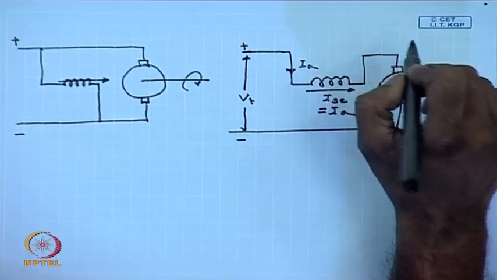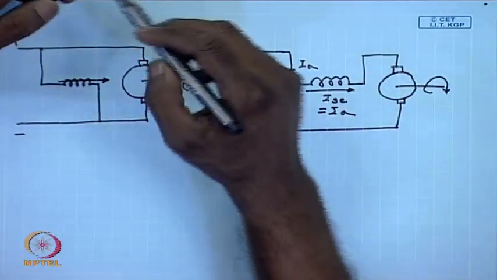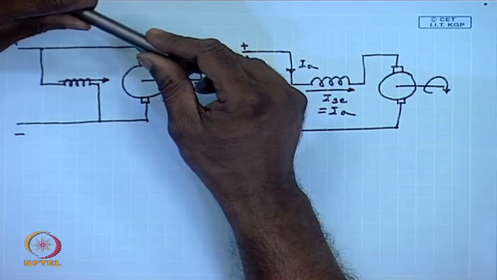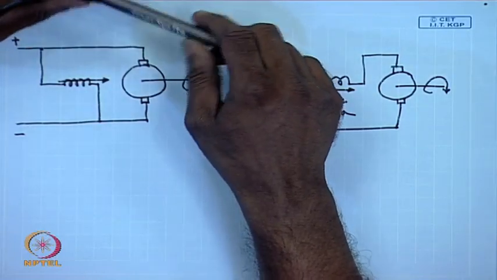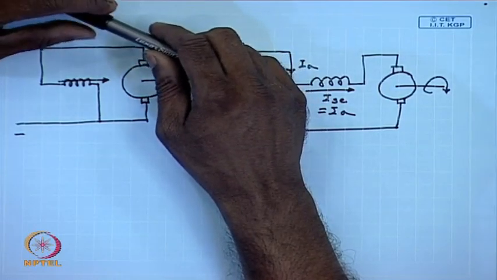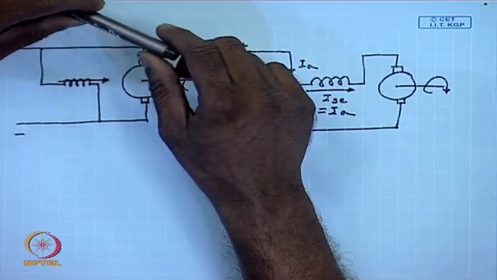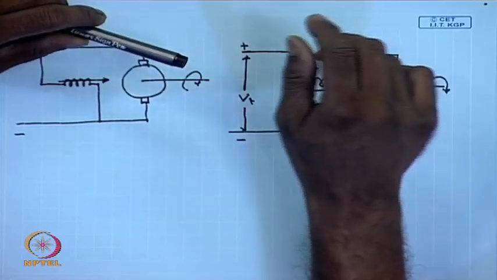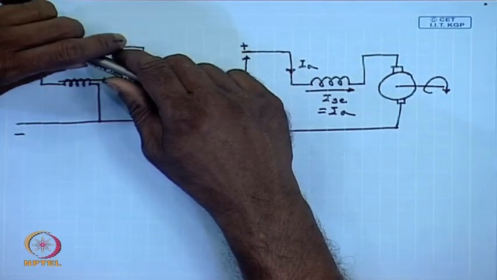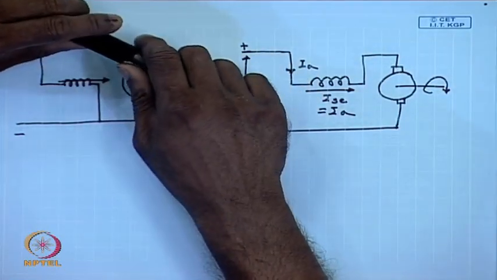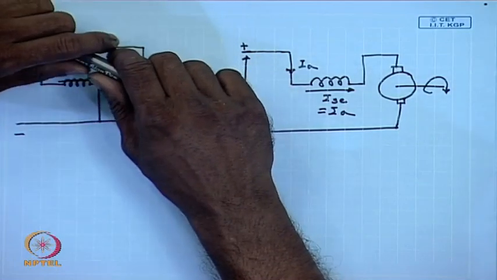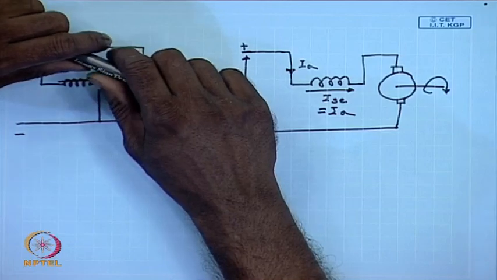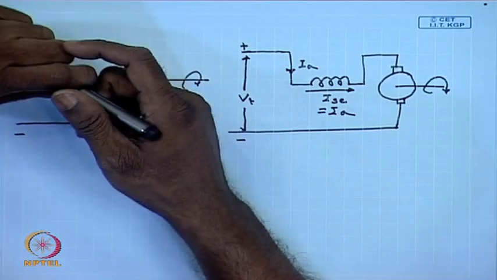So, while in a shunt motor the field flux remains essentially constant with variation in load torque or armature current, in a series motor the flux is strongly influenced by the load torque. This brings about a marked change in the torque speed characteristics and all other characteristics, like speed current characteristics, of the DC series motor, which we will discuss today.